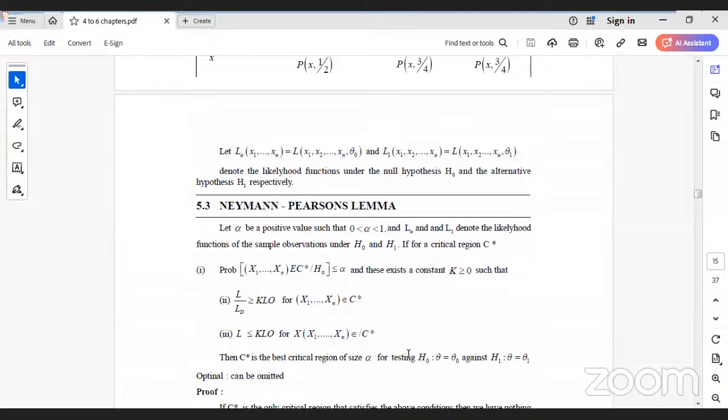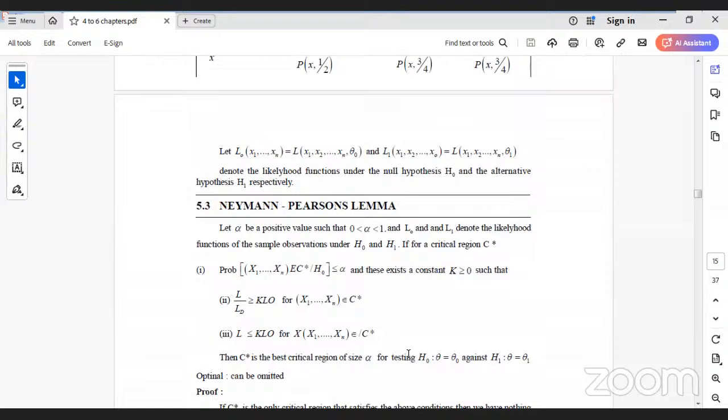So what is the critical region? Already I told you, critical region is the function. The probability of (x1, x2, x3, ..., xn) belonging to C under the null hypothesis H0 is less than or equal to alpha, and there exists a constant k greater than or equal to 0 such that L1 is greater than or equal to k L0 inside C, and L1 is less than or equal to k L0 outside C.